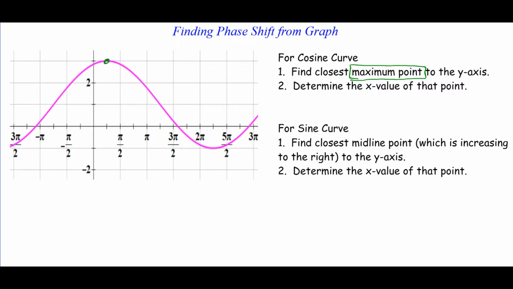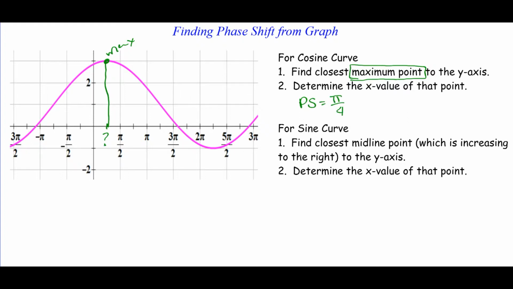So looking at this graph, here's my maximum. If I come down, this is the x value for that point, and I need to figure out what's between 0 and pi/2, and that would be pi/4. So for my cosine curve, my phase shift would be pi/4.